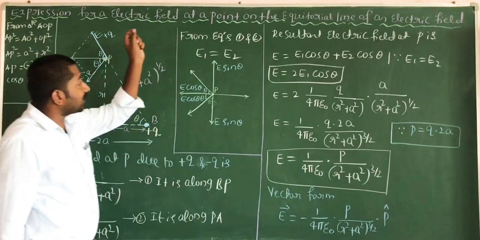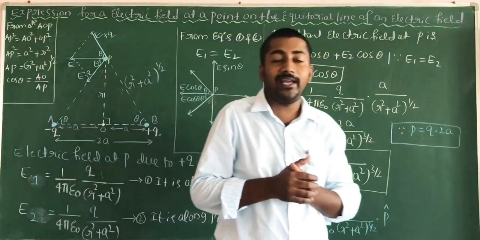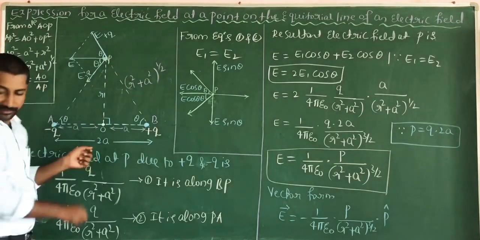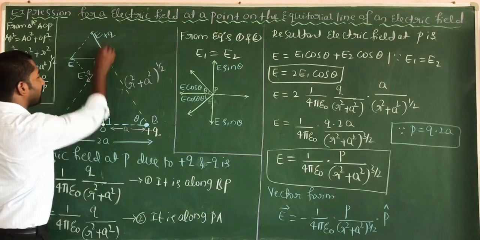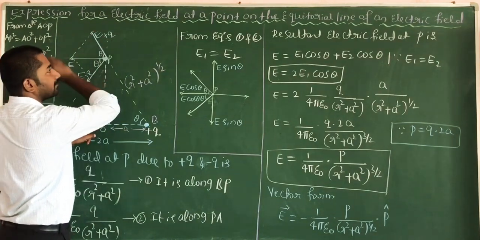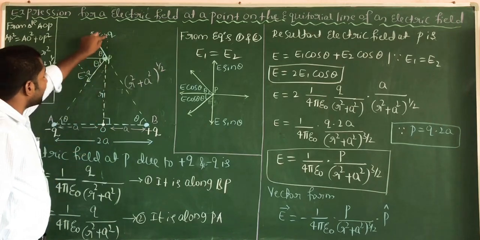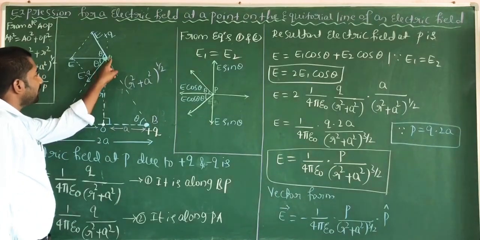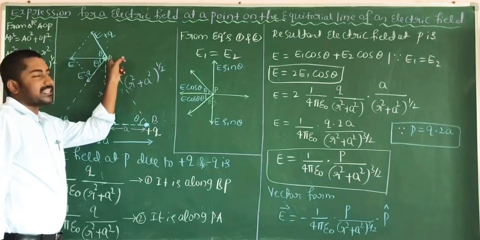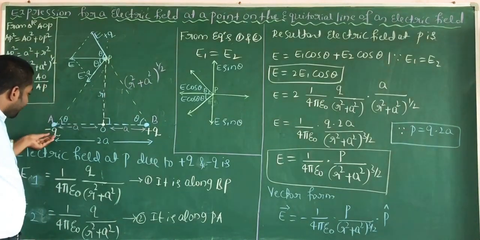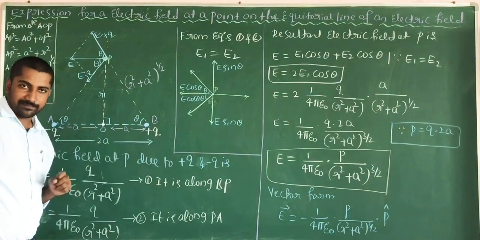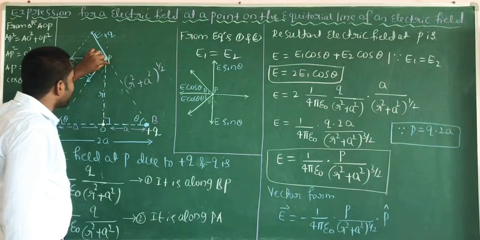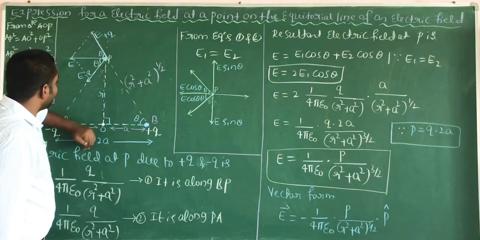Now, we have to find the electric field at a point on the equatorial line of an electric dipole. This is the equatorial line. Electric field at this point on the equatorial line, suppose I consider this as the point P. At this point P, what amount of electric field is there? Here, due to the negative charge and due to the positive charge.